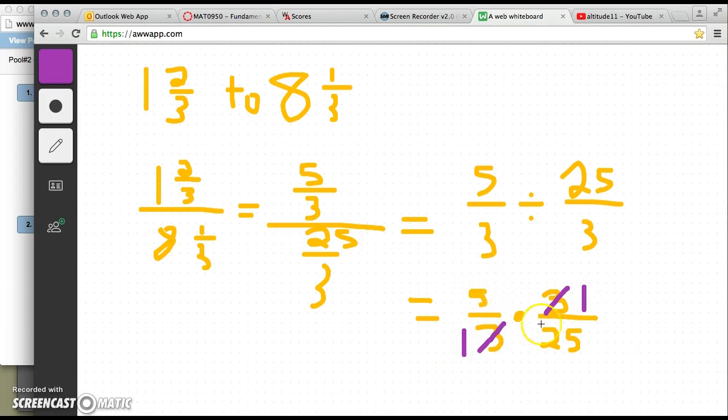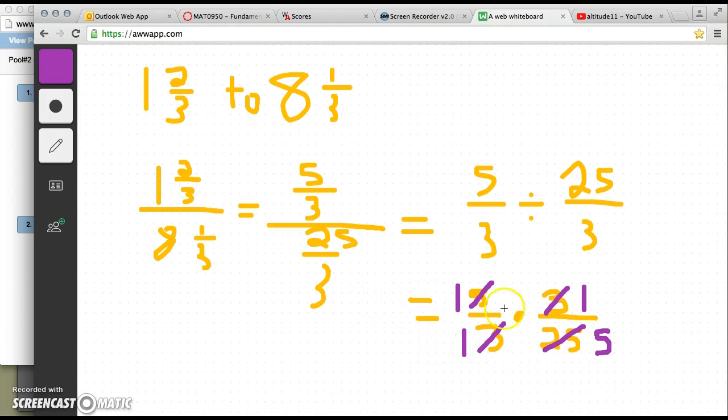Let's look at this other diagonal. Notice that this diagonal contains the numbers 5 and 25. Both of these contain common factors of 5. So let's factor that 5 out. Canceling a factor of 5 out of 5, you're just left with 1. And canceling a factor of 5 out of 25, we would be left with 5.